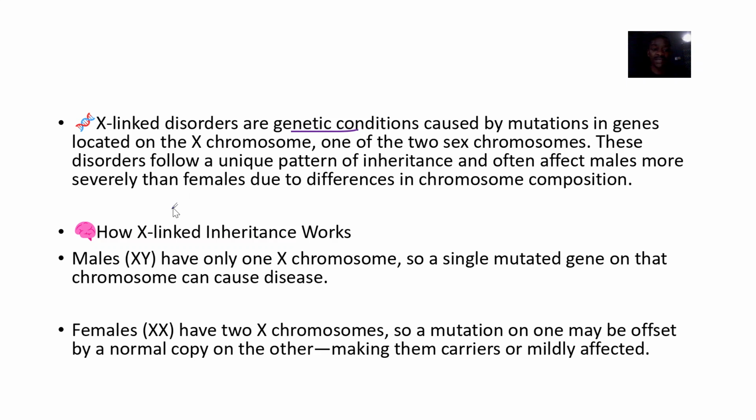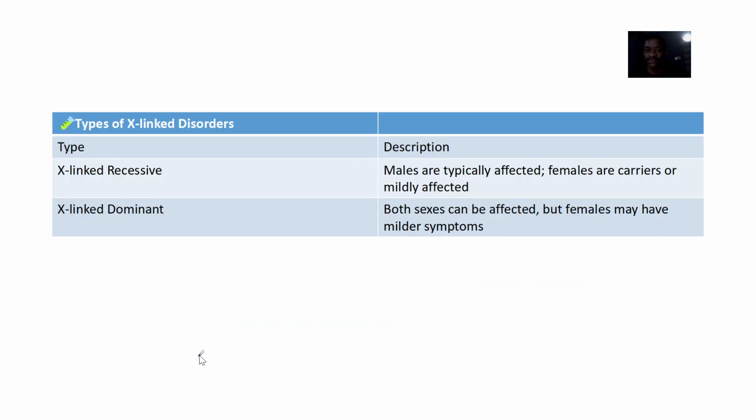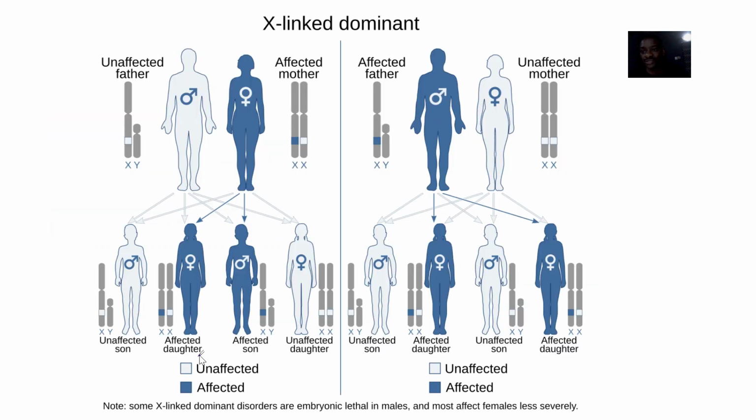So how do these X-linked disorders work? Males have XY, so they have only one X. A single mutated gene on that chromosome means that the male is affected and gets the disease. Females have XX, so if there's one mutation, at least they still have another one to cover up. Do you understand? So they are just carriers. There's no issues. Another picture illustrating.